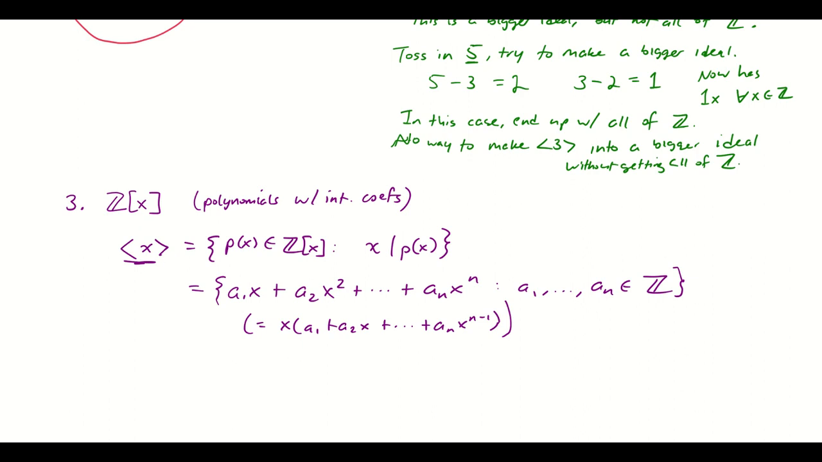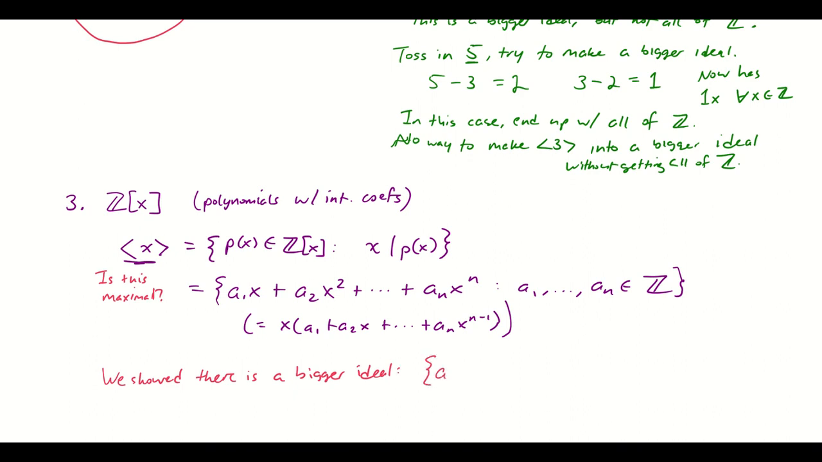Question, is it maximal? The answer, it turns out, is kind of interesting. You might think, how in the world would I take this ideal and improve upon it without getting all of the polynomials with integer coefficients? But there actually is a way. I believe in a previous video we showed there is a bigger ideal that's not the entire ring.